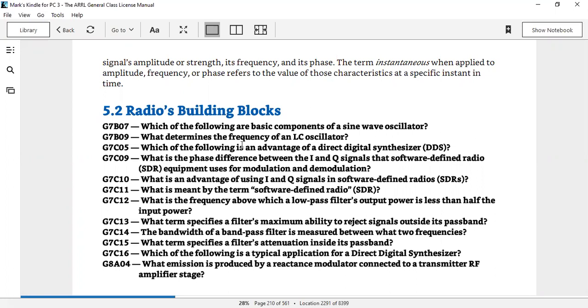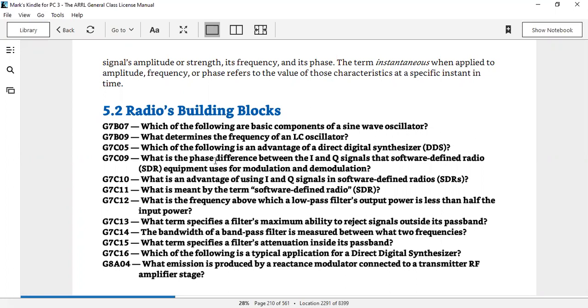But what determines the frequency of an LC oscillator? L is the symbol in electronics for coil, and C is for capacitor. So LC oscillators are tunable oscillators using a coil and a capacitor, both variable. Which of the following is an advantage of a direct digital synthesizer? That's how radios are today, and we're going to get into that.